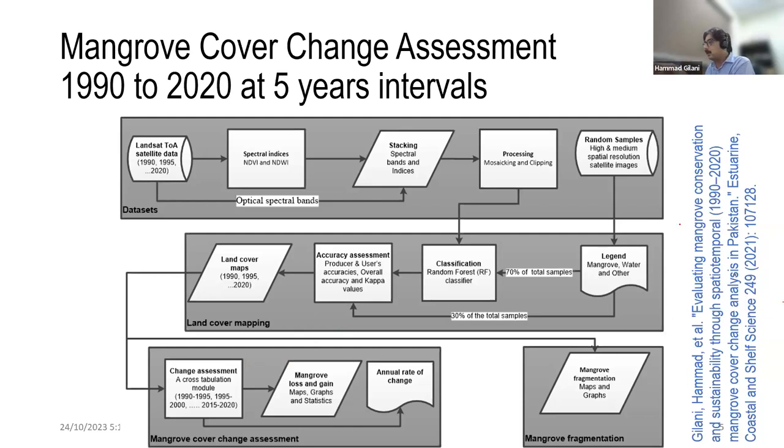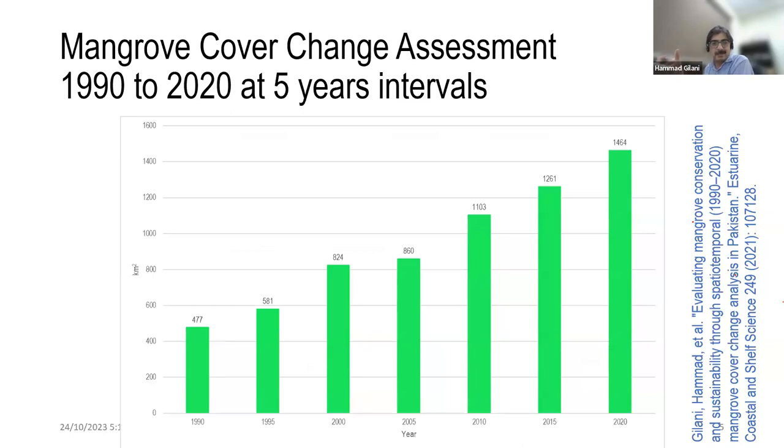If you are more interested in the methodology and results, although at the moment we have very limited threads, and those are again at a very, very local scale. In terms of the larger, national scale, what is happening with the cover? Yes, this is the true picture. We are increasing our mangroves. In the 1990s the number was 477, and at the moment it is around 1,064 square kilometers.